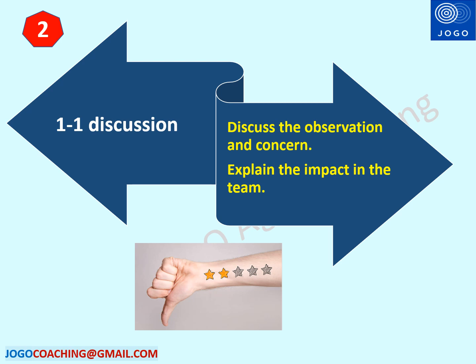The second tip is have a one-on-one meeting with the poor performer. Schedule a private one-on-one meeting with the team member to discuss your observations and concerns. You can also explain the impact of the performance issue on the entire team and on the project. So this will help the individual to understand what concerns the Scrum Master or the team has about the performance.